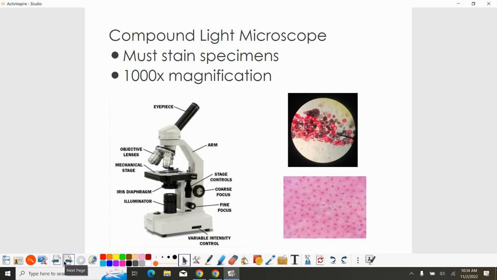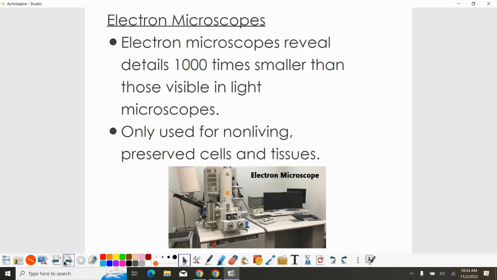If we want to see anything smaller, like the organelles that we find in cells, we need electron microscopes. Instead of seeing things with light, they see things with a beam of electrons. Electron microscopes reveal details 1,000 times smaller than those you can see in a visible light microscope. So we can see organelles, the things that make up the cells.